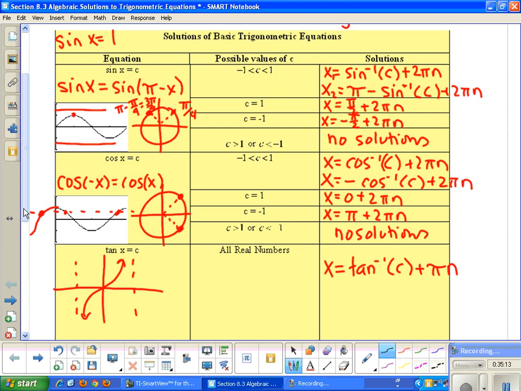So remember, if you're in between -1 and 1, you have two solutions for sine. One's the sine inverse, one's pi minus the sine inverse plus your period of the function. When it's equal to 1 or -1, you have one solution, and above 1 or below -1, no solutions. Cosine, two answers, plus or minus your cosine inverse plus your period of your function. 1 and -1 have one solution, and tangent always has one solution plus pi n. So make sure you bring this with you to class.